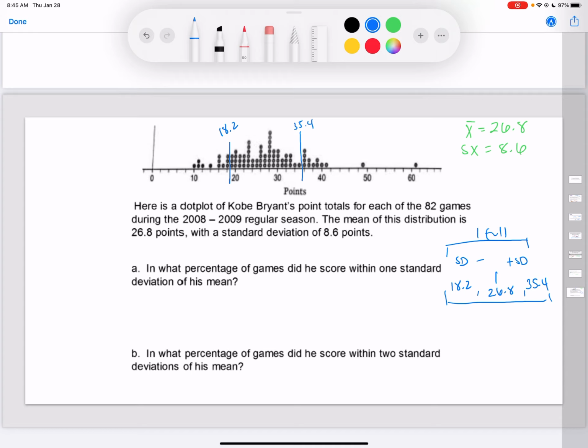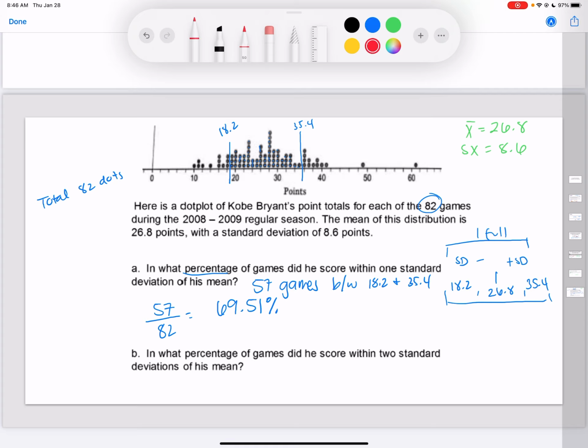And I have that there are 82 games, so there's a total of 82 dots. And I'm going to count all the dots within there. So I have 1, 2, 3, 4, 5, 6, 7. So there are 57 games between 18.2 and 35.4. Now, if it asks what percentage of the games did he score within one, you're going to take 57 and divide by the total number of games or total number of dots, which is 82. So 57 divided by 82, that is going to be 69.51% of his games within one standard deviation.